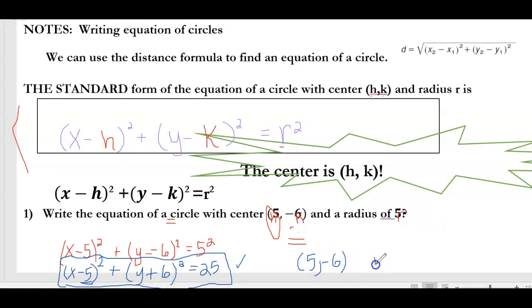And my radius, if I just look at the equation, my radius is not 25, but remember this number squared. So what number squared is 25? So my radius would be the square root of 25. And the square root of 25 is 5. So my radius is 5. So just looking at my equation, I can find my information, and having my information, I can write my equation. We're going to practice this in a second.